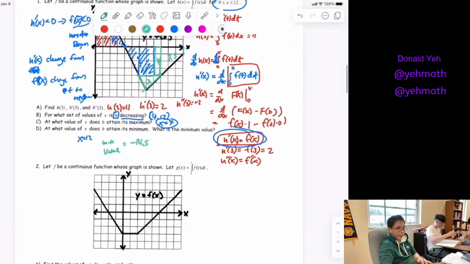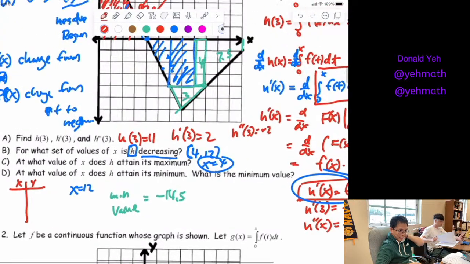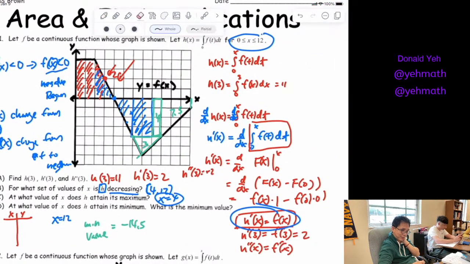Oh, by the way, this question on the AP exam, if they ask you to justify, this is how you're going to justify. This one is going to point out X and Y. Oh, actually, X and F of X, right?